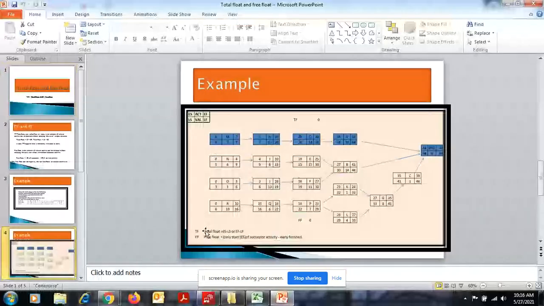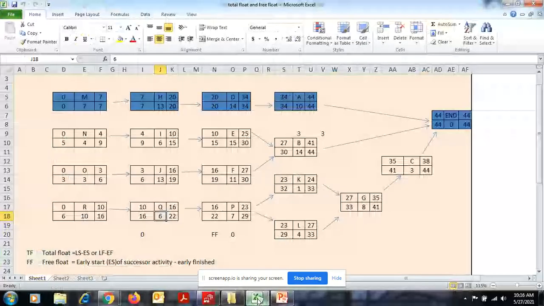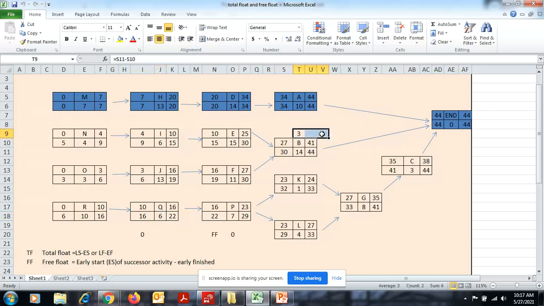I will show one example here. See, for B total float, what is the formula? Late start minus early start is 3, or you can use the formula late finish minus early finish. In both cases you will find the same result.